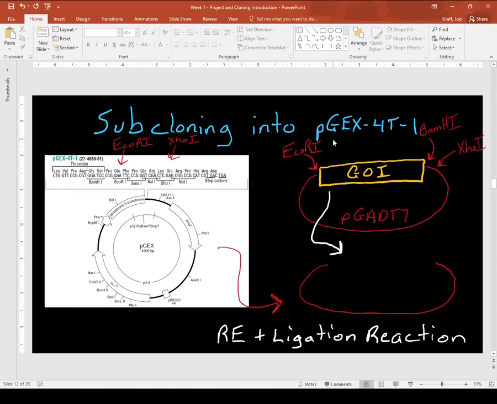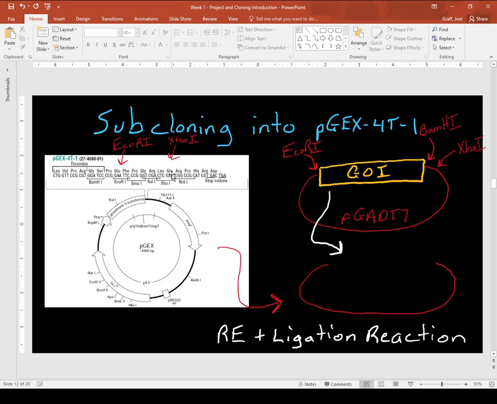And then we can do subcloning again, but this time around the BamH1 site is not in the correct location for cutting out of pGAD T7 and putting into the cut pGEX plasmid that we use, pGEX 4T1. And in this case, we do have an EcoR1 site here, and it's in the right reading frame.